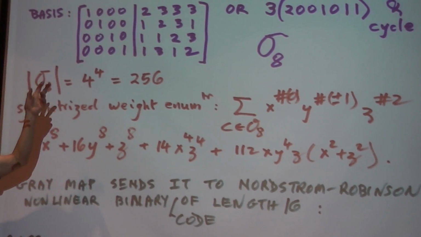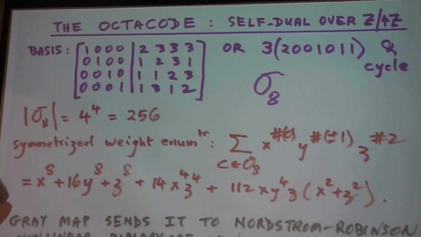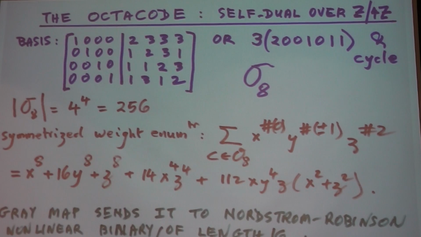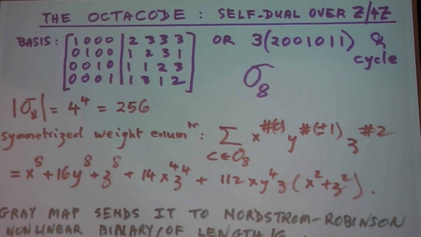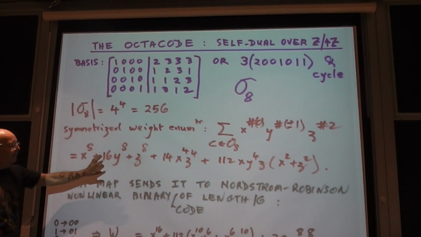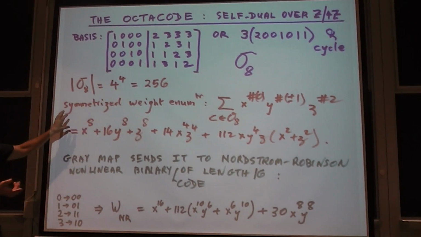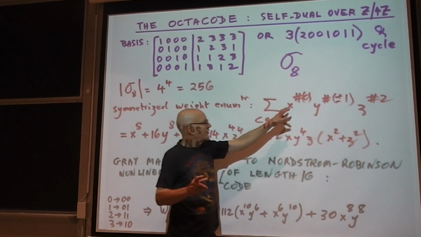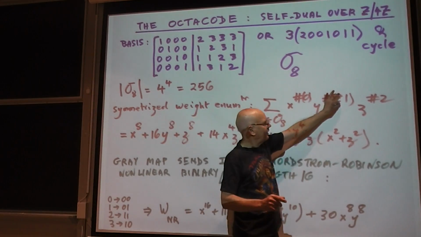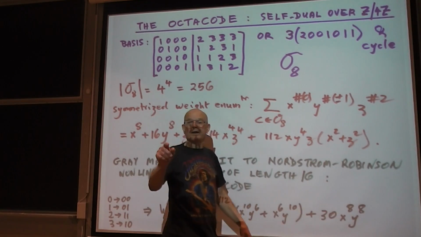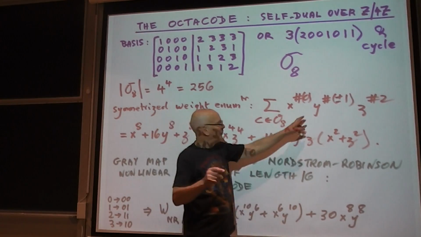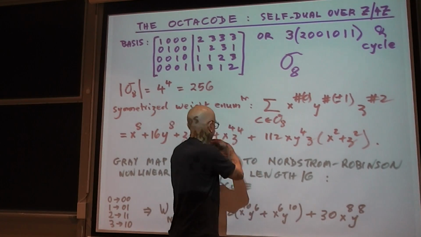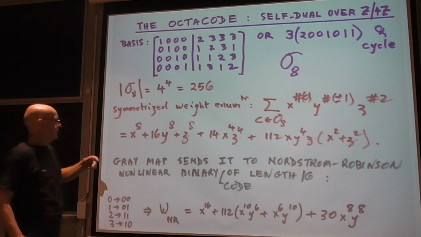It's the octacode. It's a code of length 8 over Z mod 4Z. It's got 4 to the 4th codewords. It's linear. And here's its weight enumerator. I'm looking at the particular weight enumerator where I keep track separately of zeros, plus or minus 1s, and 2s. 2 gets weight 2, plus or minus 1s get weight 1, and so that's the weight enumerator.